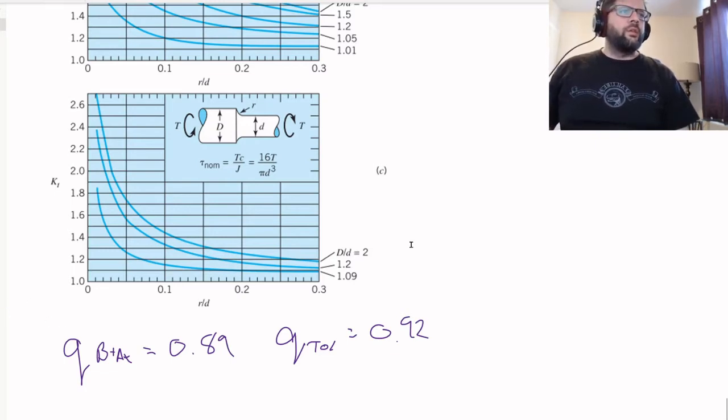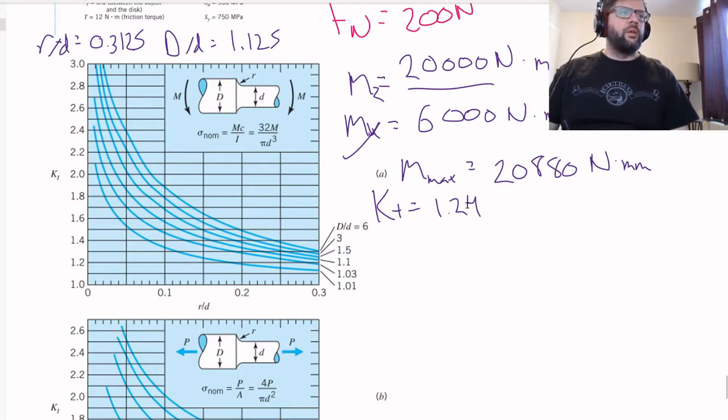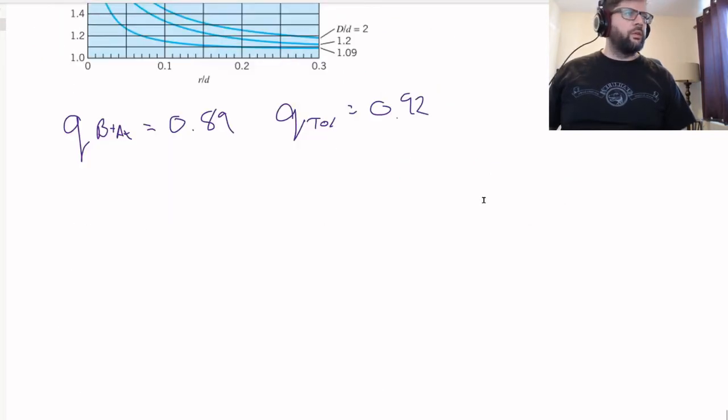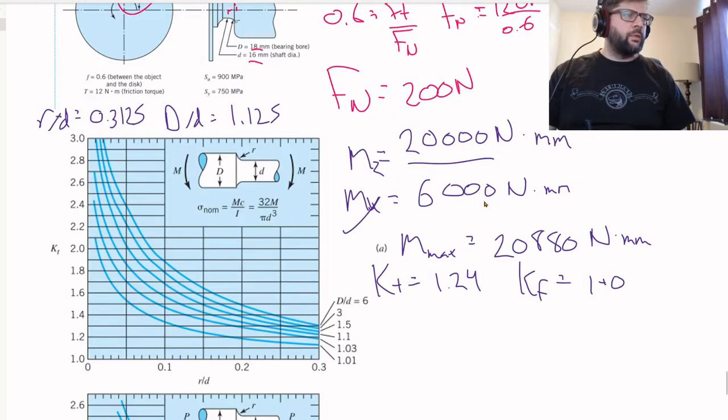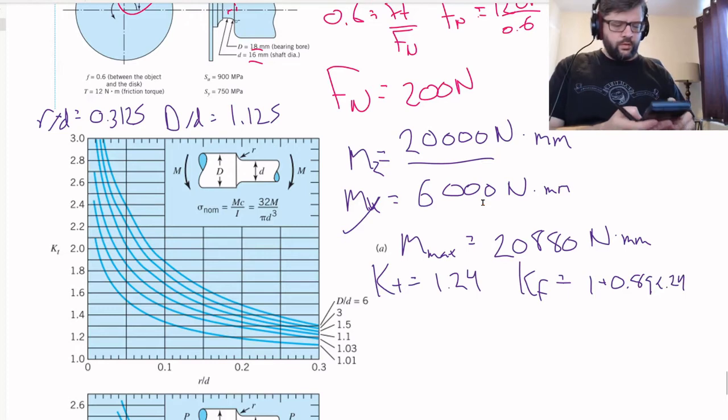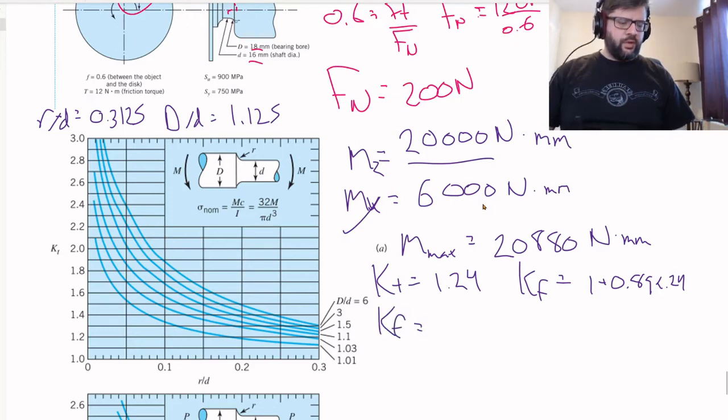All right, so if our KT for the bending is equal to 1.24, then our KF is equal to 1 plus Q times 0.24. So our Q is 0.89 times 0.24. 1 plus 0.89 times 0.24. So KF there is going to be equal to 1.21.